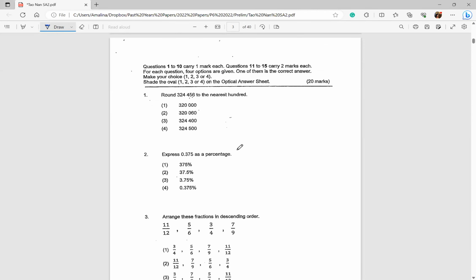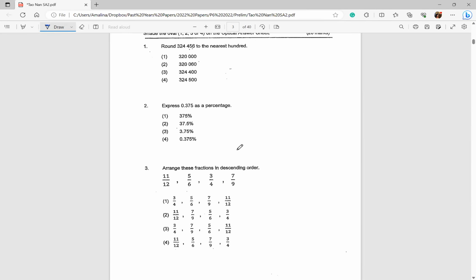Okay, now question 2. Express 0.375 as a percentage. So 0.375, if I change this to a fraction, is 375 over 1,000. How do I know it's over 1,000? Because there are 3 decimal places in this number. So you count your decimal places. There are 3 digits after your decimal point, which means there will be over 1,000.